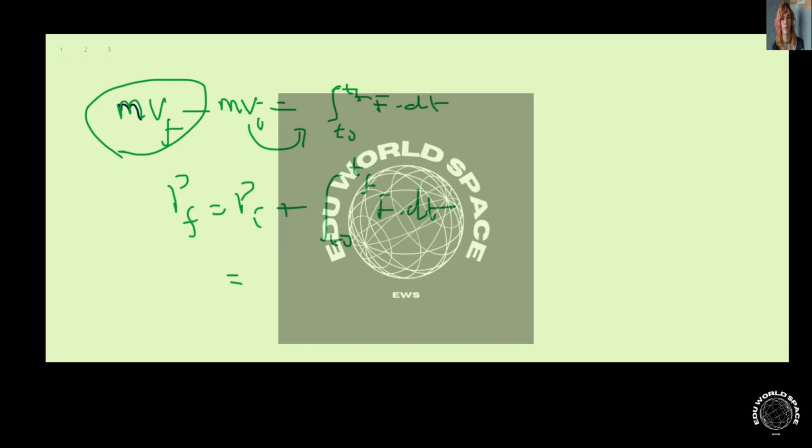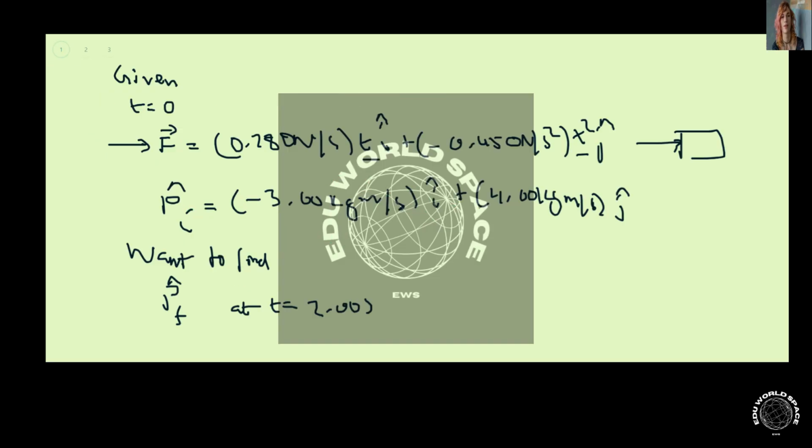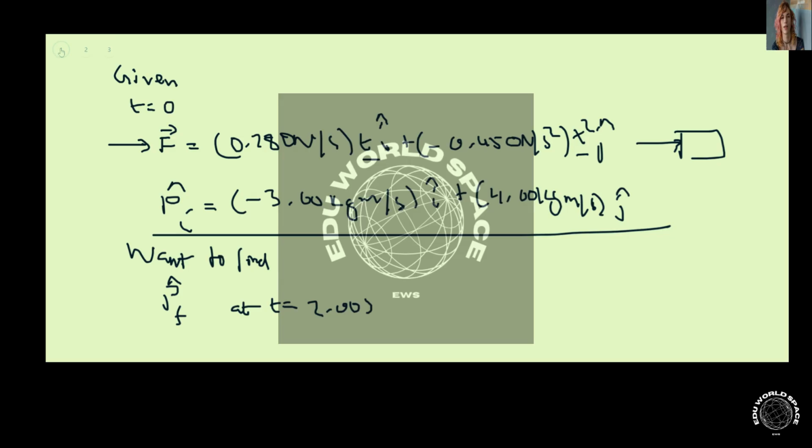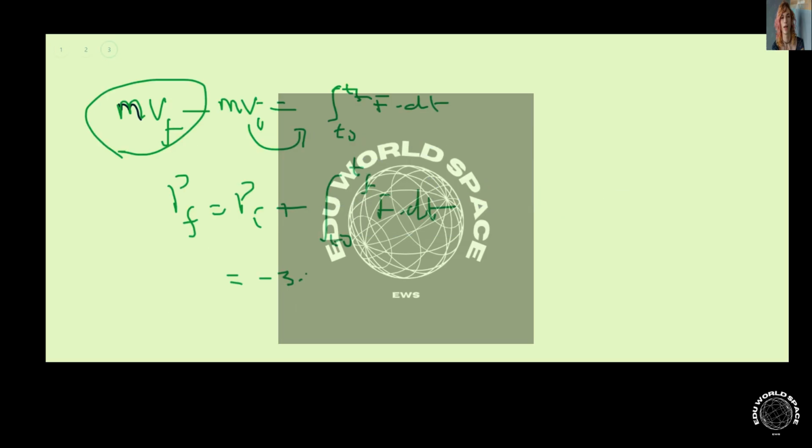The initial momentum happens to be, if you go back, it's here. This is the initial momentum. So it's negative 3.00 kilogram meters per second.